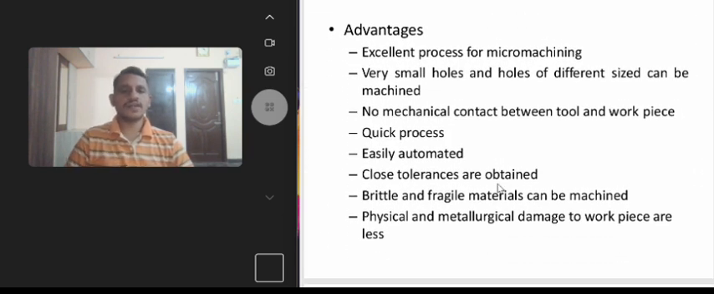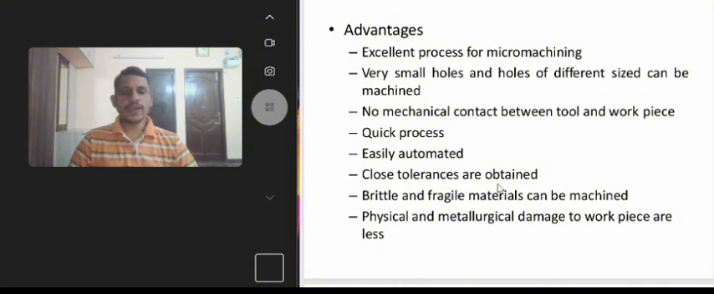Advantages of electron beam machining. Electron beam machining has the following advantages. It is an excellent process for micro finishing. Very small holes can be machined in any type of materials to high accuracy. Holes of different sizes and shapes can be machined. There is no mechanical contact between the tool and workpiece.